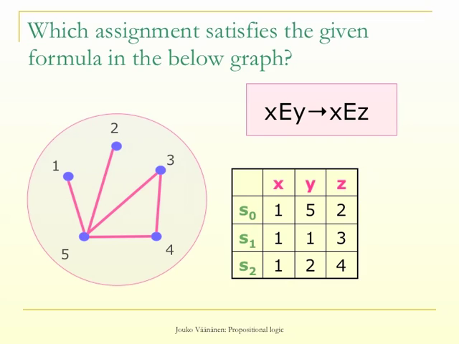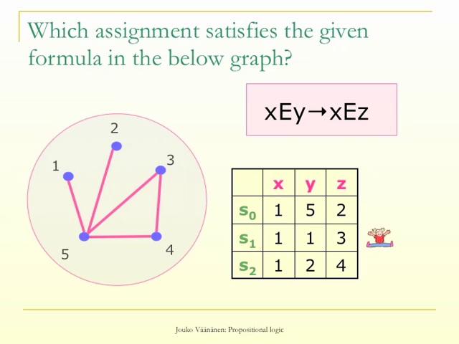The conclusion is that there's an edge between X and Z. X is 1 and Z is 2, but there's no edge between 1 and 2. So S0 doesn't satisfy this implication. On the other hand, S1 does satisfy it because there's no edge between X and Y. They are both 1. There's never an edge between 1 and 1.